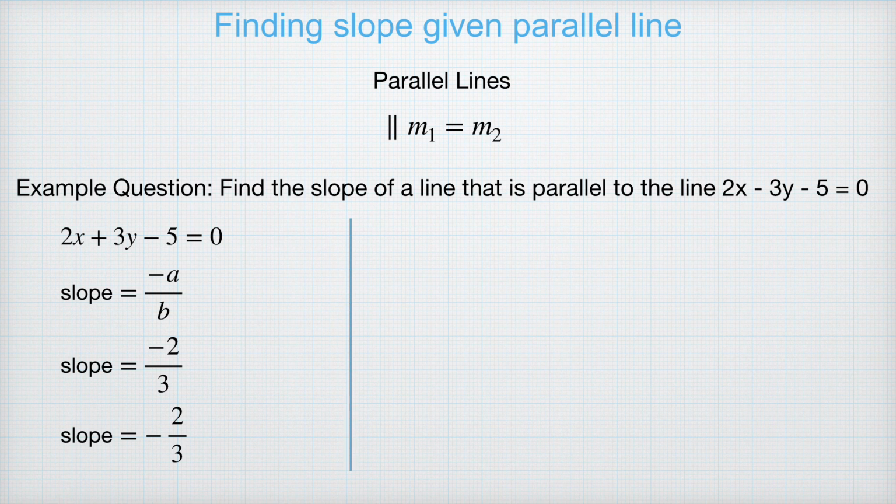As the lines are parallel, then their slopes are equal. So the required slope of the line is 2 over 3.